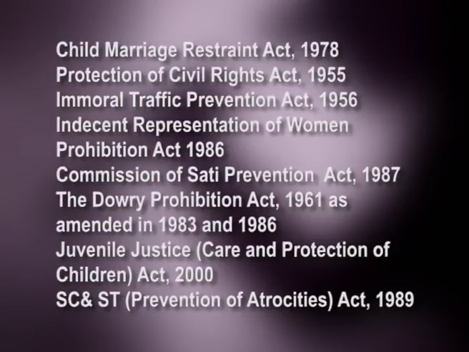Then there are social crimes, which are committed under social legislation such as the Child Marriage Restraint Act, Protection of Civil Rights Act, Immoral Traffic Act, Indecent Representation of Women Act, Commission of Sati Act, the Dowry Prohibition Act, Juvenile Justice Act, Scheduled Caste and Scheduled Tribe Act, etc. So these are the special acts, and when you violate these acts, such kinds of crimes occur.